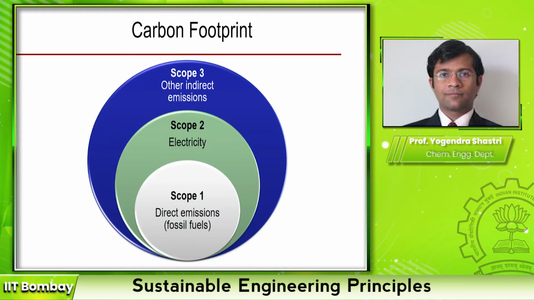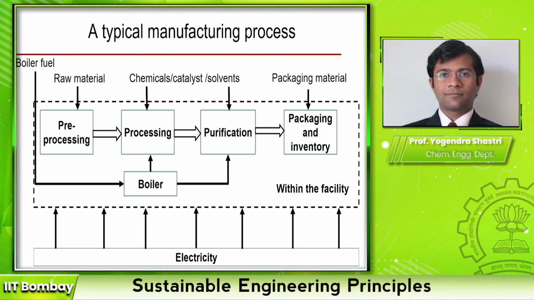Scope 2 is because of electricity consumption, only electricity consumption and nothing else. And scope 3 is because of all the other indirect emissions that could be related to the raw materials used or the transportation activities related to the raw material procurement and so on. Now I will explain all these three scopes by using a very generic example of a manufacturing facility.